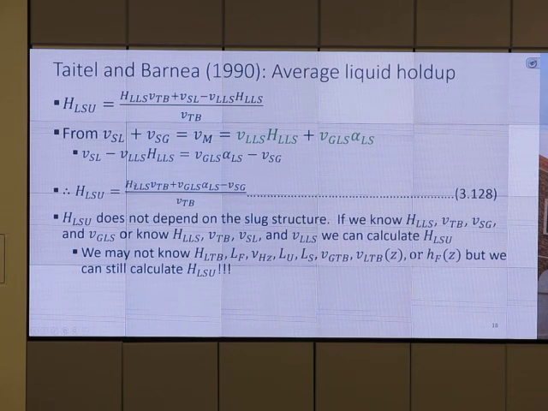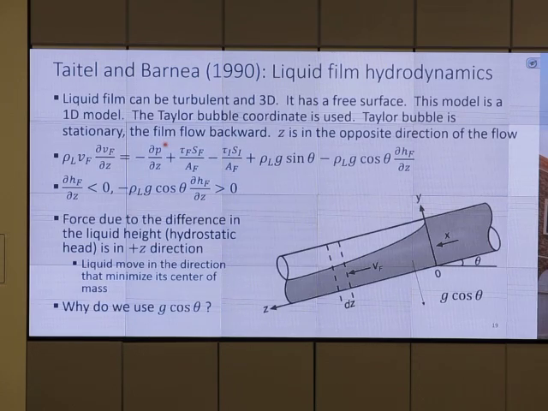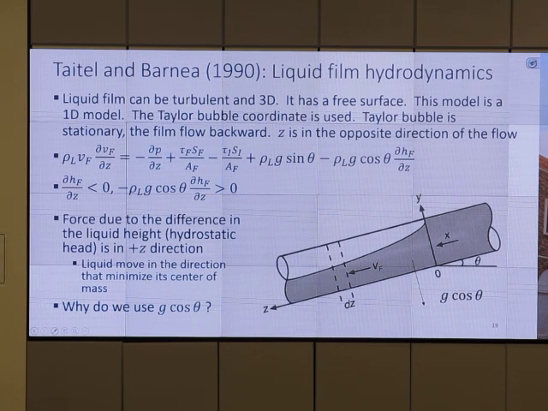You know the slug body holdup, this term. You know this one is the same as VM. You know 1 minus slug body holdup. Then you can calculate HLSU. From HLSU, you can use this equation to calculate the average film height. Can you? Yes, you can. Alright, that's not real Taitel and Barnea yet. Let's talk about real Taitel and Barnea.